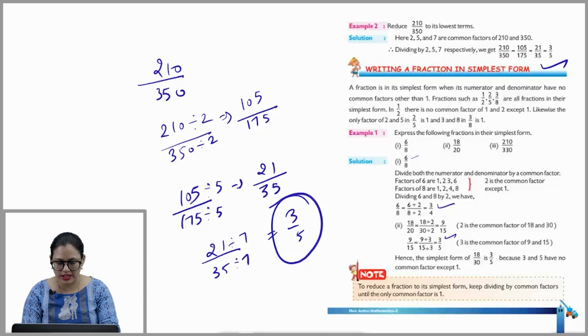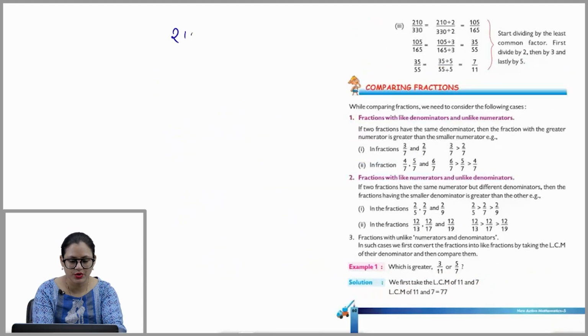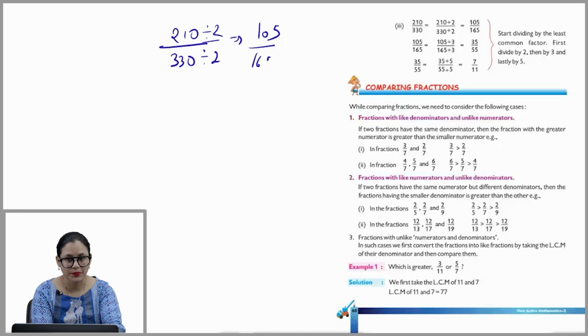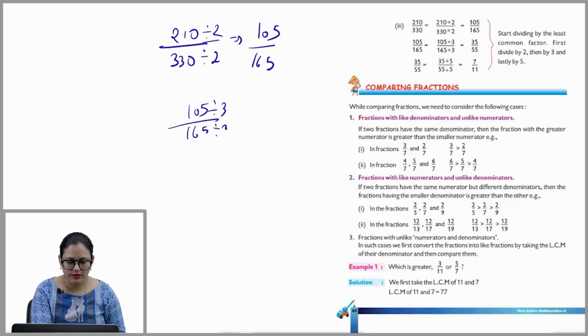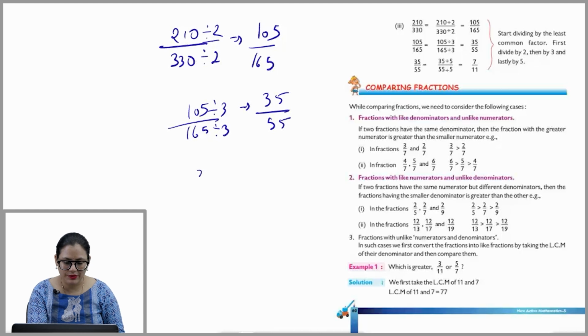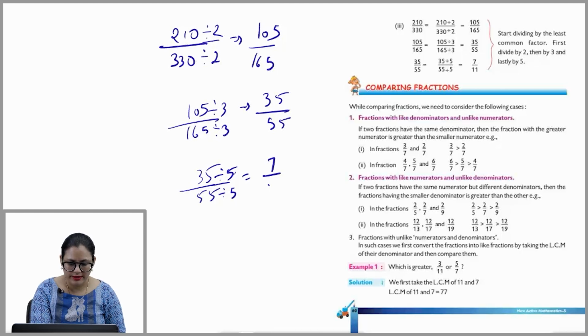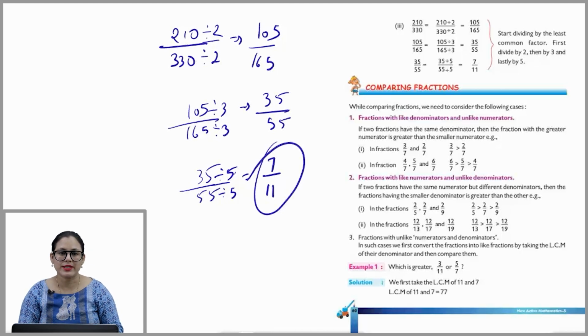Hence, the simplest form of 18 by 30 is 3 by 5 because 3 and 5 have no common factor except 1. Note: to reduce a fraction to its lowest form, keep dividing by common factors until the only common factor is 1. Now 210 by 330. First, we will divide by 2 because 2 is the common factor. Here we will get 105 upon 165. Then we will divide by 3. Divided by 3, we will get 35 and 55. Then divide lastly by 5. 5 and 5, 7 by 11. So 7 by 11 is the lowest term for this fraction.